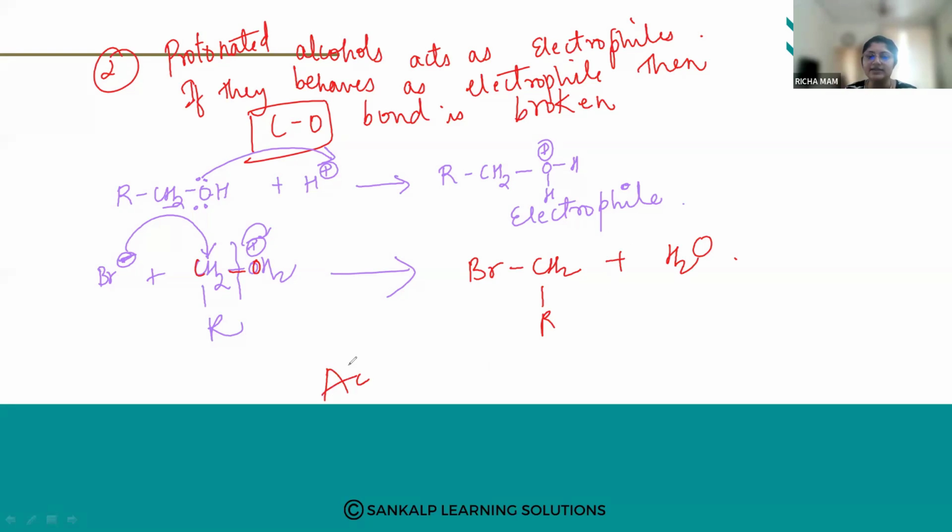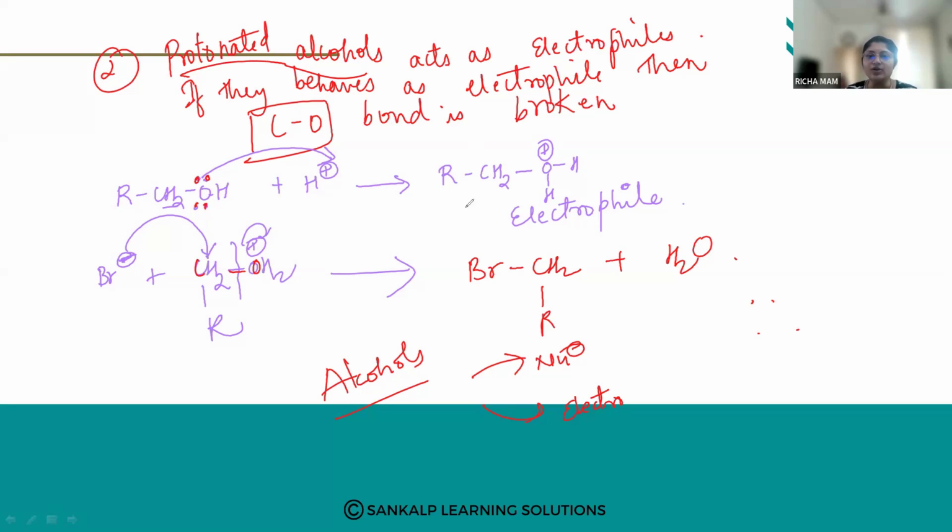So alcohol acts as both a nucleophile and an electrophile. When it is acting as a nucleophile, the electron rich oxygen will attack the electron deficient carbocation, and the O-H bond is broken. In case of alcohols acting as an electrophile, you have to use a protonated alcohol.